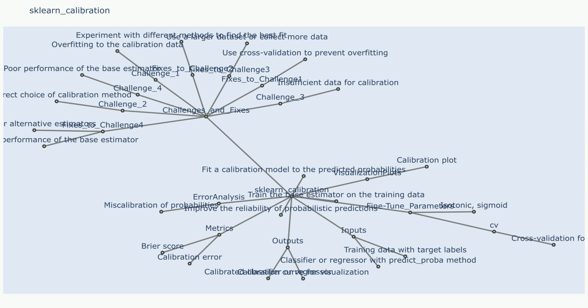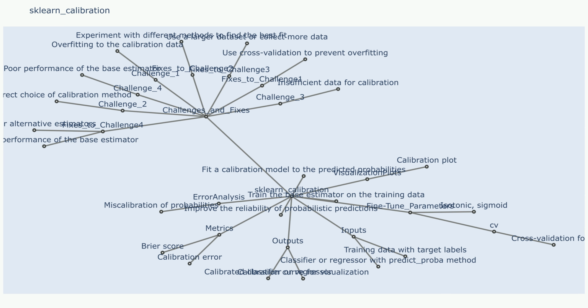Inputs. Input 1. The input to calibration is a trained machine learning model, typically a probabilistic model like logistic regression, support vector machines, or a decision tree. This model should have been trained on a labeled dataset and is ready to make predictions on unseen data.